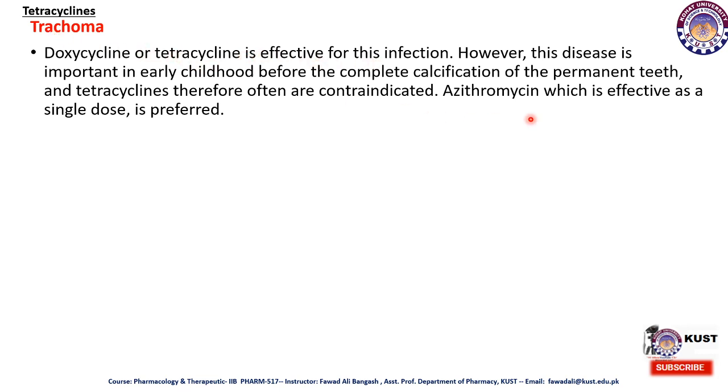This is trachoma infection. However, this disease is important in early childhood before the complete calcification of the permanent teeth, and tetracyclines, therefore, often are contraindicated because they cause teeth discoloration. Azithromycin, which is effective as a single dose, is preferred in trachomatous infection.